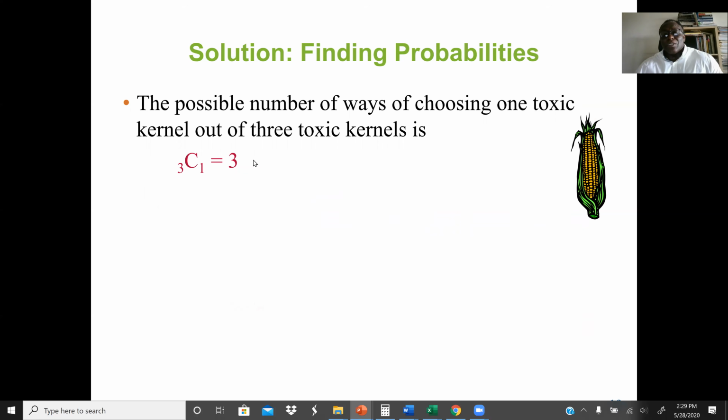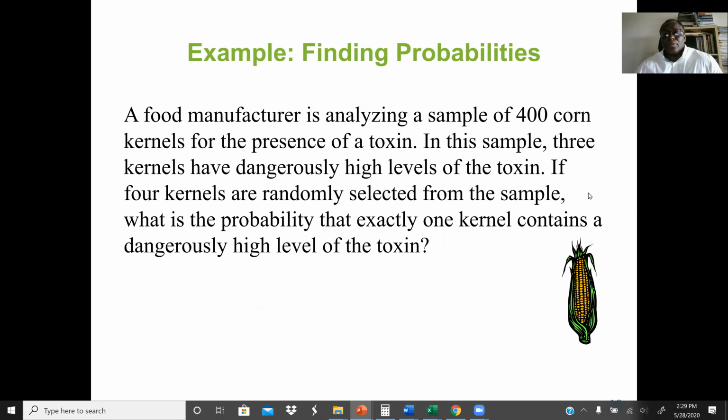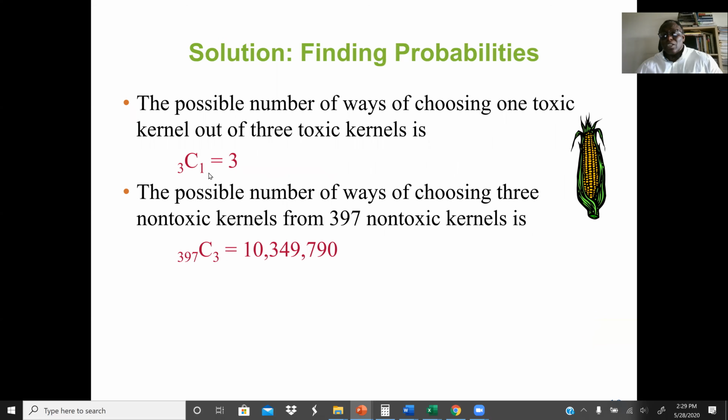Now here we know we have 3. Let's go here, 4. 3 kernels have a dangerously high level of toxin. If 4 kernels are randomly selected from the sample, what is the probability of exactly 1? So this is what we are using, 3 and 1. We have 4. So the number of ways of choosing 1 toxic kernel out of 3 toxic kernels is C(3,1). I have 3, choosing 1. Now the number of ways of choosing 3 non-toxic kernels from 397 non-toxic kernels is C(397,3).